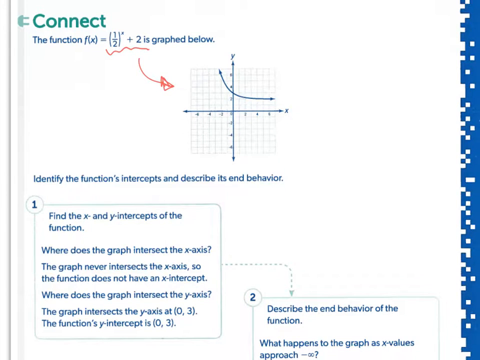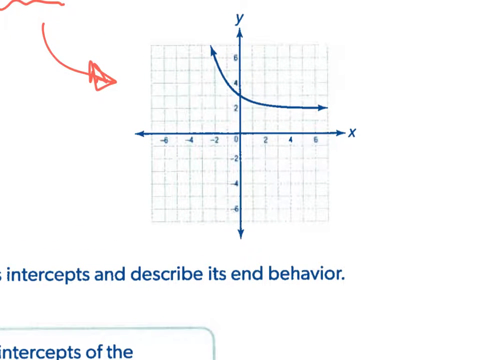So I would say, hey, let's just go over x and y intercepts. Do we see any? Clearly I see a y-intercept. All right, I'm going to see a y-intercept right about here.